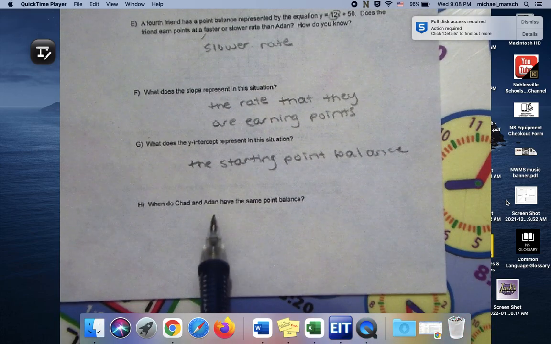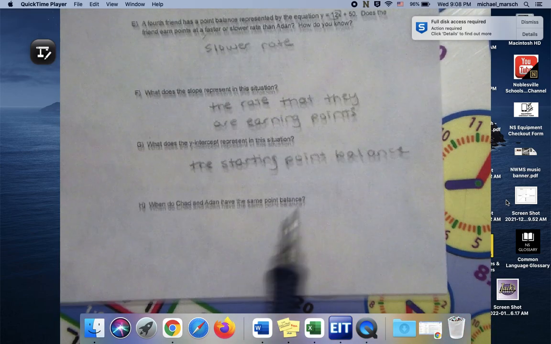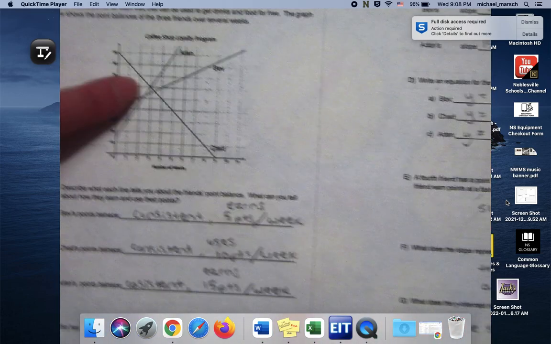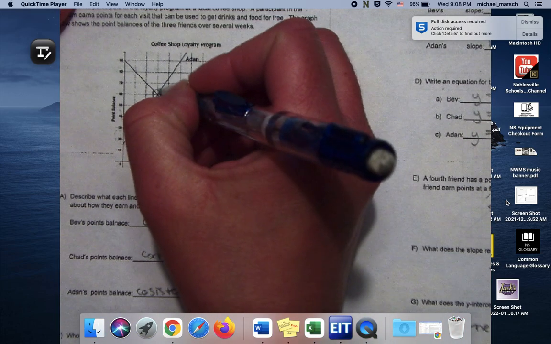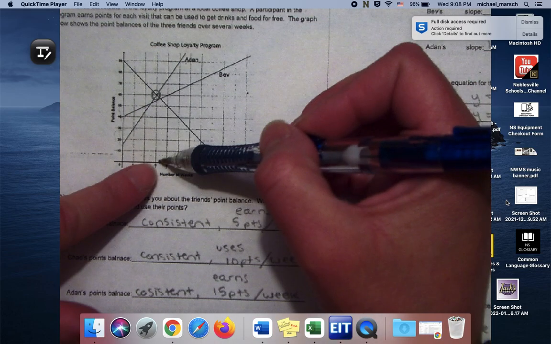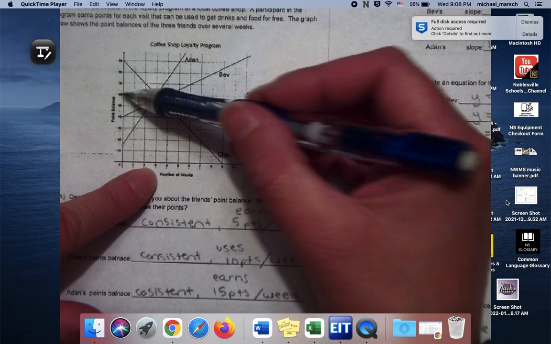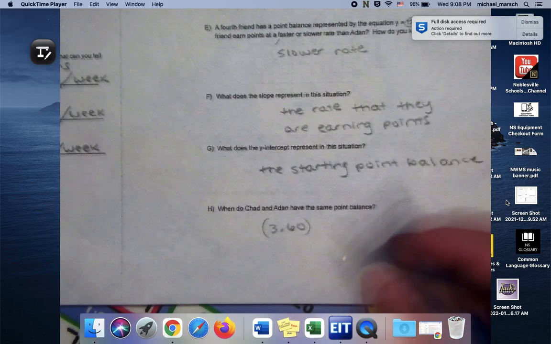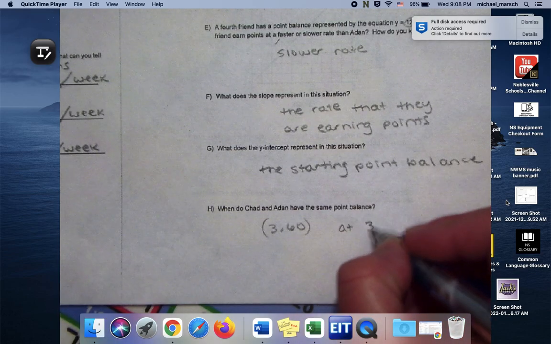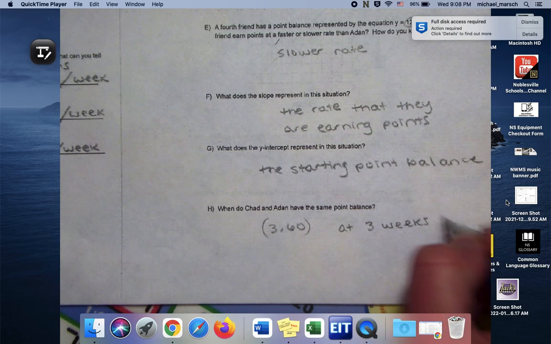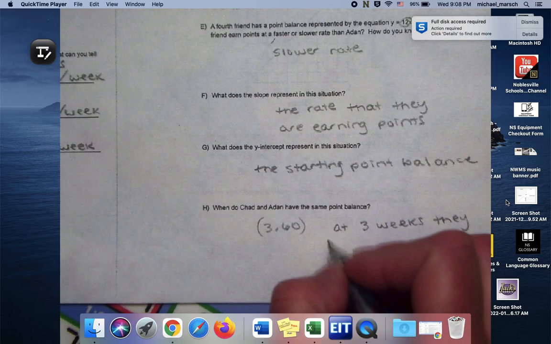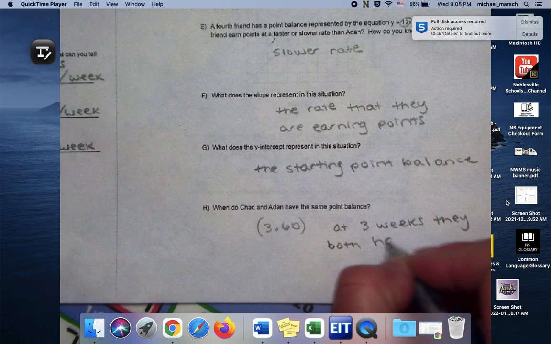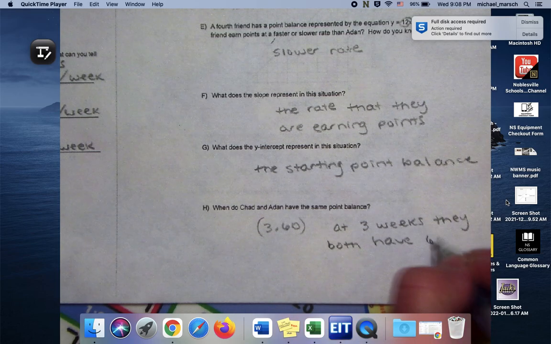When do Chad and Adan have the same point balance? So that is going to be when we look back at our graph right here where they intersect. So they have the same point balance at 3 weeks, and it's 60 points. So that's (3, 60) as the ordered pair, and that means at 3 weeks they both have 60 points.